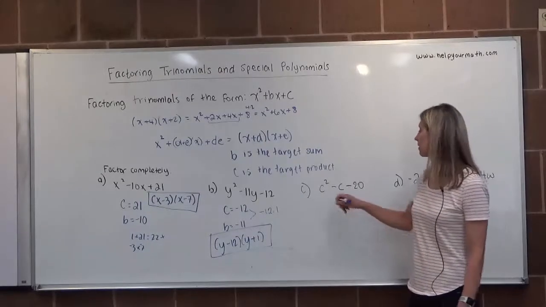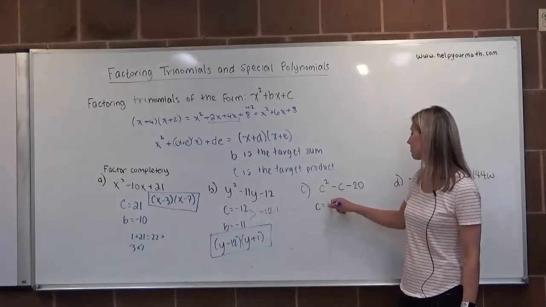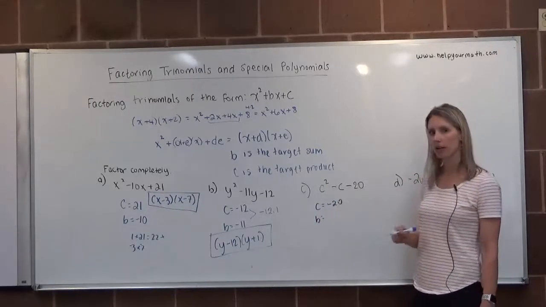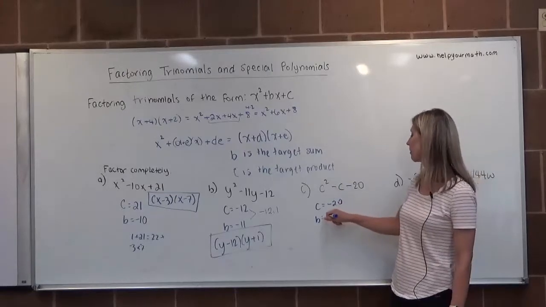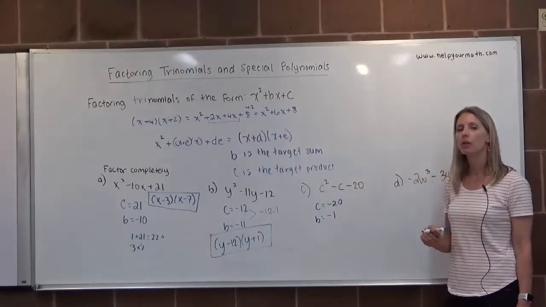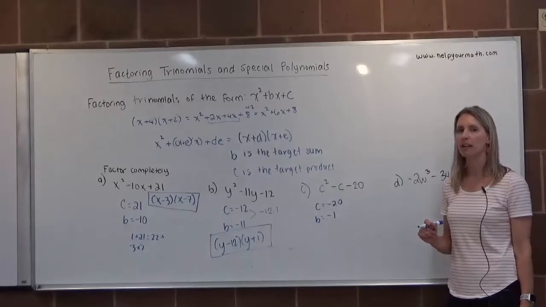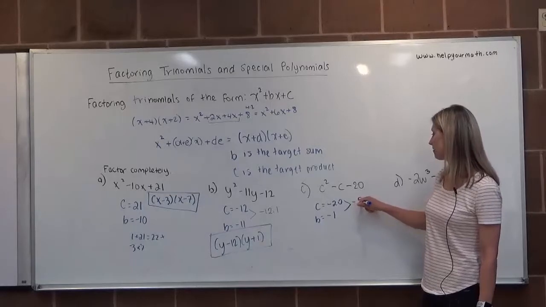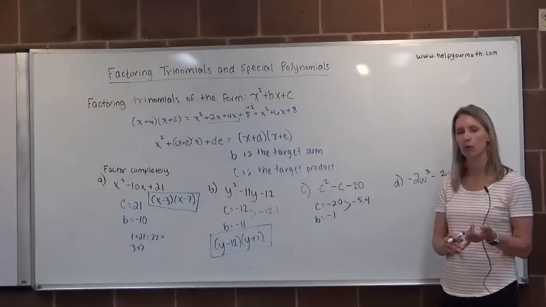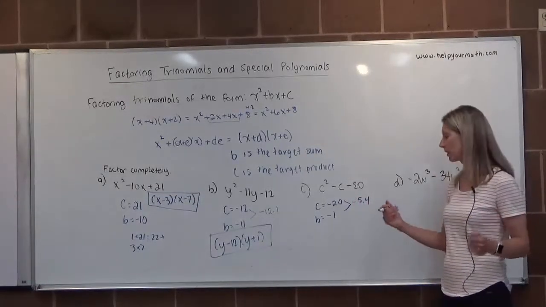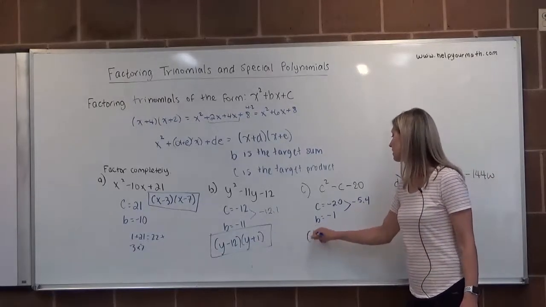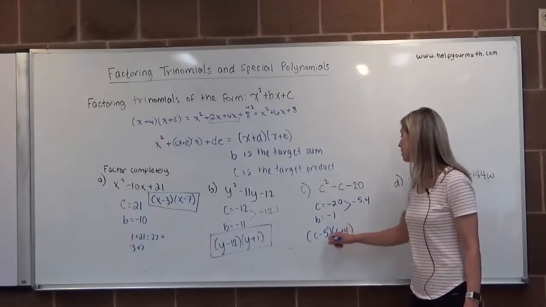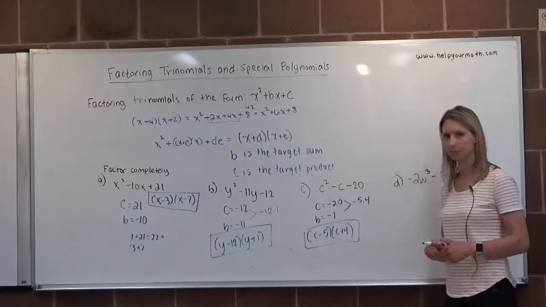In letter C, our last term, our target product is negative 20. Our target sum is, when there's no number, it's a 1 or a negative 1. Since there's a negative in front, it's going to be negative 1. So we're looking for two numbers that multiply to negative 20 and add up to negative 1. That would be negative 5 and positive 4, right? Because 10 and 2 won't work, and 20 and 1 won't work either. So we can just plug those right in. That would be c minus 5 times c plus 4, or c plus 4 times c minus 5.